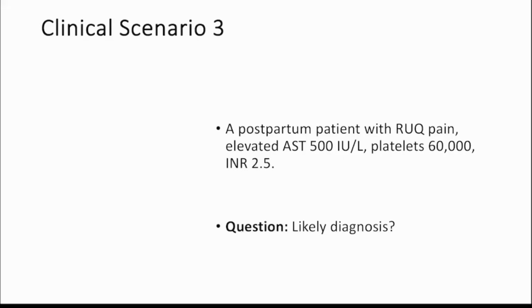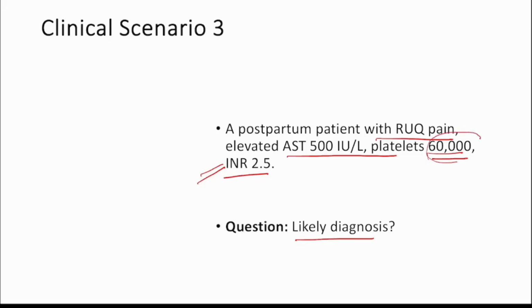Now we'll go to a simple case. Postpartum, right upper quadrant pain, elevated AST, platelet is low, INR is high, so the patient has got coagulopathy. What is the likely diagnosis? Very simple. So it's pregnancy related. It is either HELLP syndrome or acute fatty liver of pregnancy. Here you can see the platelet count is low. So this is a point more favoring HELLP syndrome.